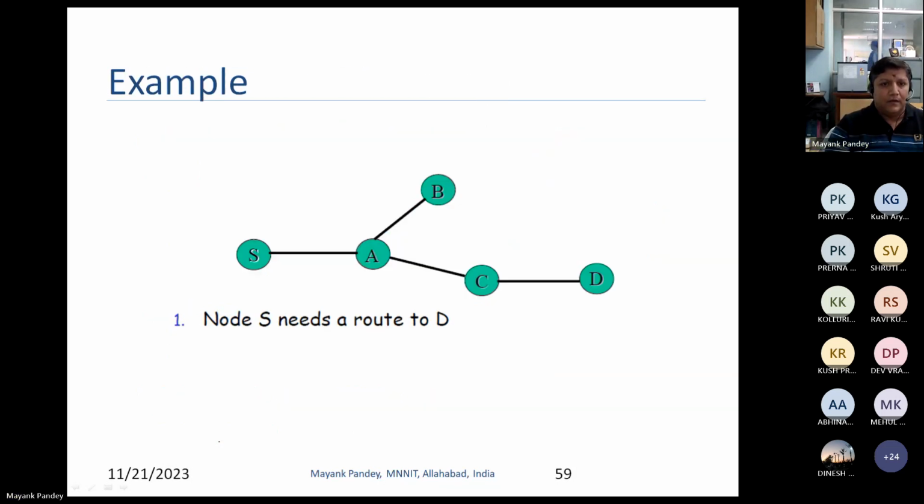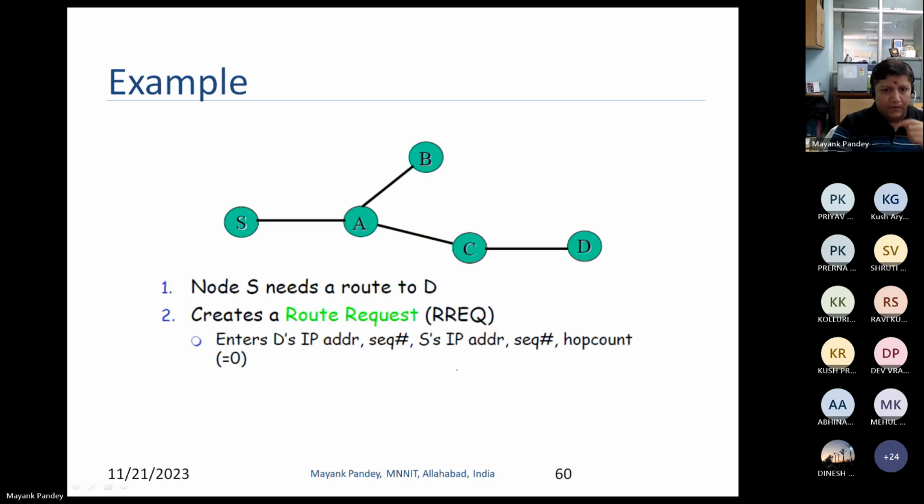Fine. So let's see this example. Suppose node S needs a route to D. So node S will create a route request. What would be there in the route request? D's IP address, D's sequence number. If not known, then the last known. If the last known is also not known, then some unknown value.